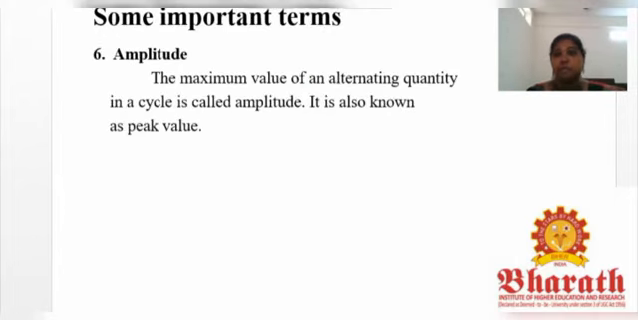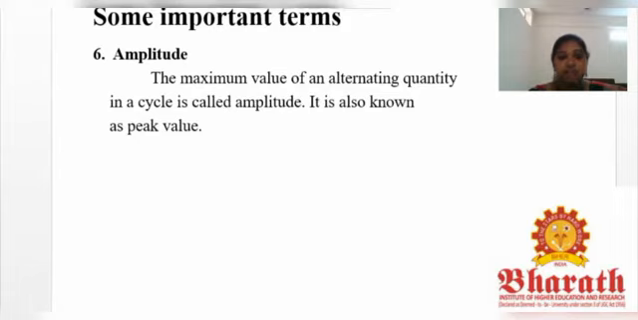Next, amplitude. The maximum value of an alternating quantity in a cycle is called amplitude. It is also known as peak value, that is, the maximum value. The alternating quantity is going to start at 0, reach one maximum value, and again fall to 0.